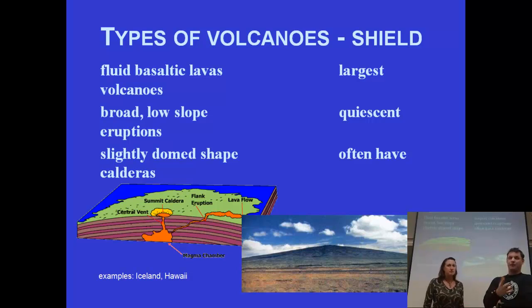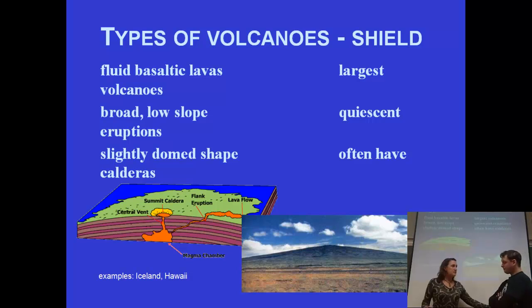So pyroclastic eruptions, with ash and pyroclastic material shooting into the air, are not what's going on here with a shield volcano. When we look at examples like Iceland or Hawaii, we're typically finding a basaltic composition for these volcanoes, so very low silica. And we're talking about the largest. These shields can be 100 or more miles across.